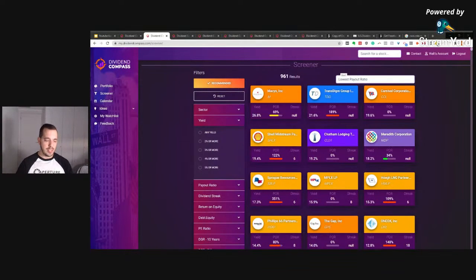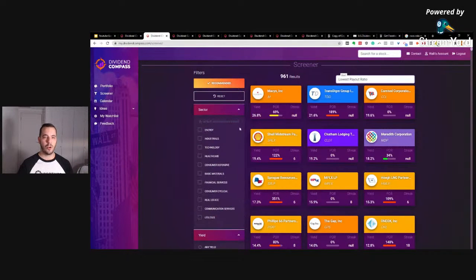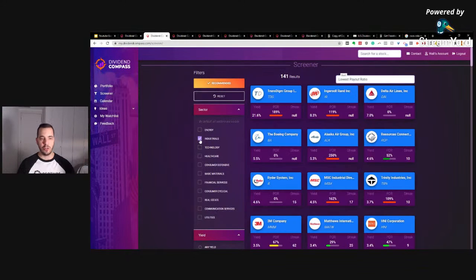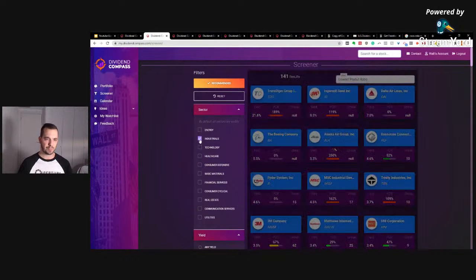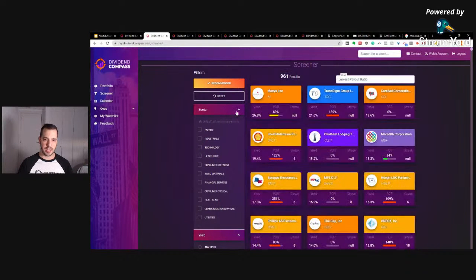Anyway, guys, this is the screener inside Dividend Compass, and this is where it all starts. You can filter out all, like, 961 companies at the moment that I get in-depth data for. You can filter by sectors. Let's say you only want industrial companies and healthcare companies, very, very easily. These colors that you see here, by the way, throughout the app, have to do with the sector that they are in. But let's not worry about sector for now.